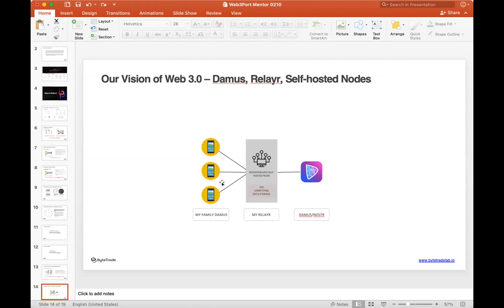By having these self-hosted nodes, you can turn your self-hosted node into one of your relays, and your family's Damus clients can all connect to this relay. The messages or tweets you send would be stored in your local relay, which runs on top of your self-hosted node, and you can interact with other Damus users or other parties based on Nostr. So this is one example of that.